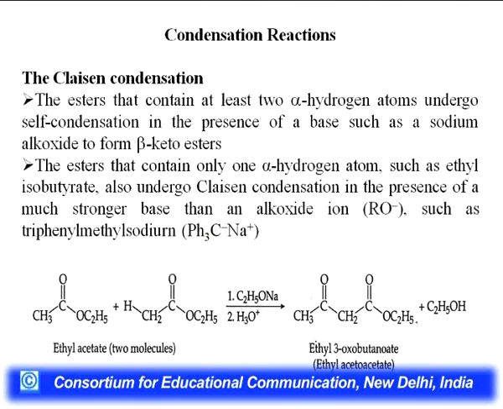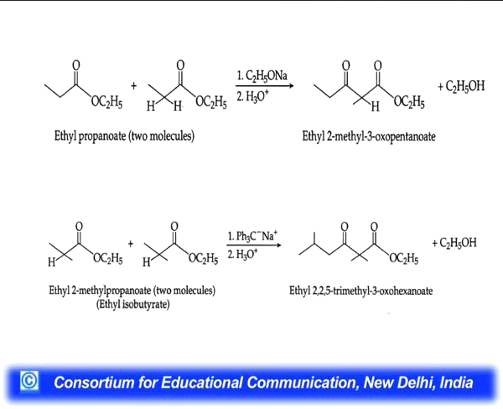Here is the example, ethyl acetate. Here we are taking 2 molecules, as we have already stated, to give the ethyl 3-oxobutanoate when condensed with sodium ethoxide, subsequently by hydrolysis. Other examples are also there. Ethyl propanoate will give you ethyl 2-methyl 3-oxopentanoate, and ethyl 2-methyl propanoate will give you ethyl 2,2,5 trimethyl 3-oxohexanoate.